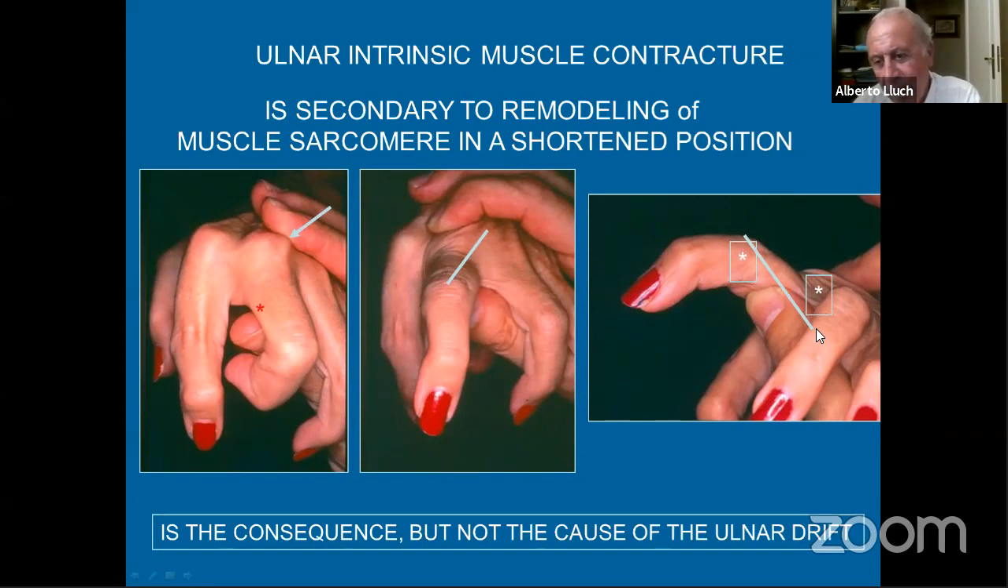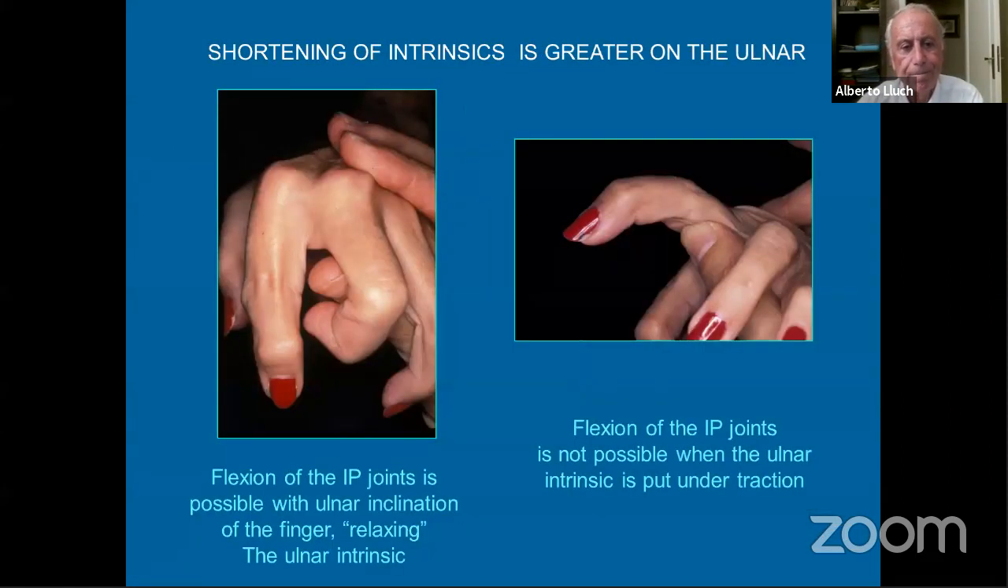Here, maybe we can see it better. If the ulnar intrinsic, this small finger, ring finger, middle finger, and then if we put the finger aligned into radial inclination, the patient will not be able to flex the PIP joint. But if we allow the finger to go into ulnar inclination, then she will be able to flex the PIP joint. So this patient has a shortening only of the ulnar intrinsics, not of the radial intrinsic.